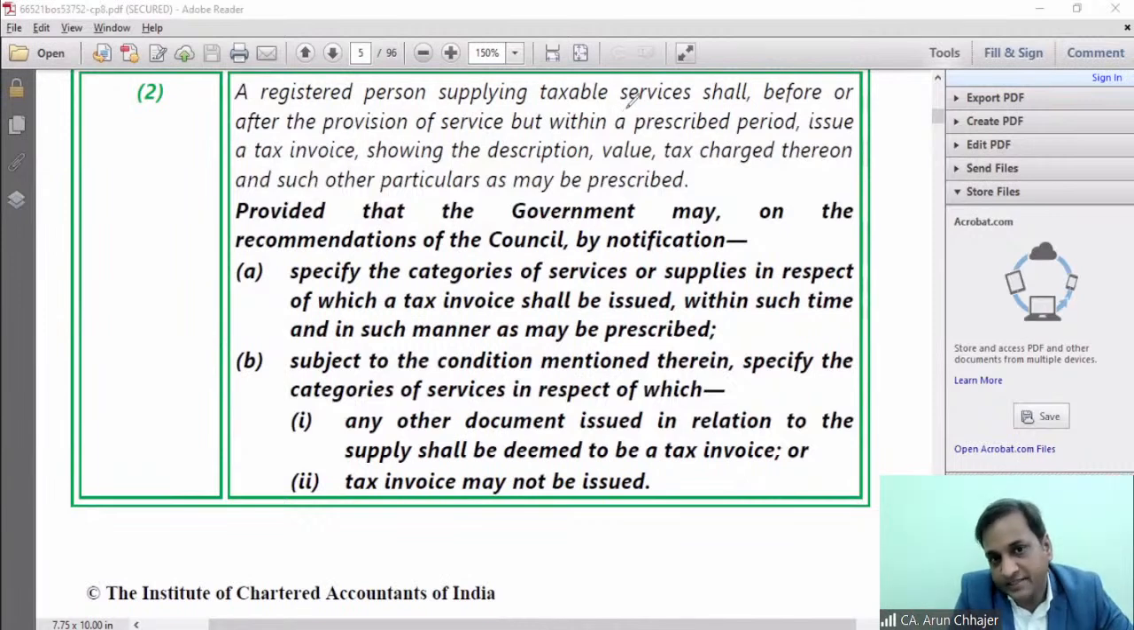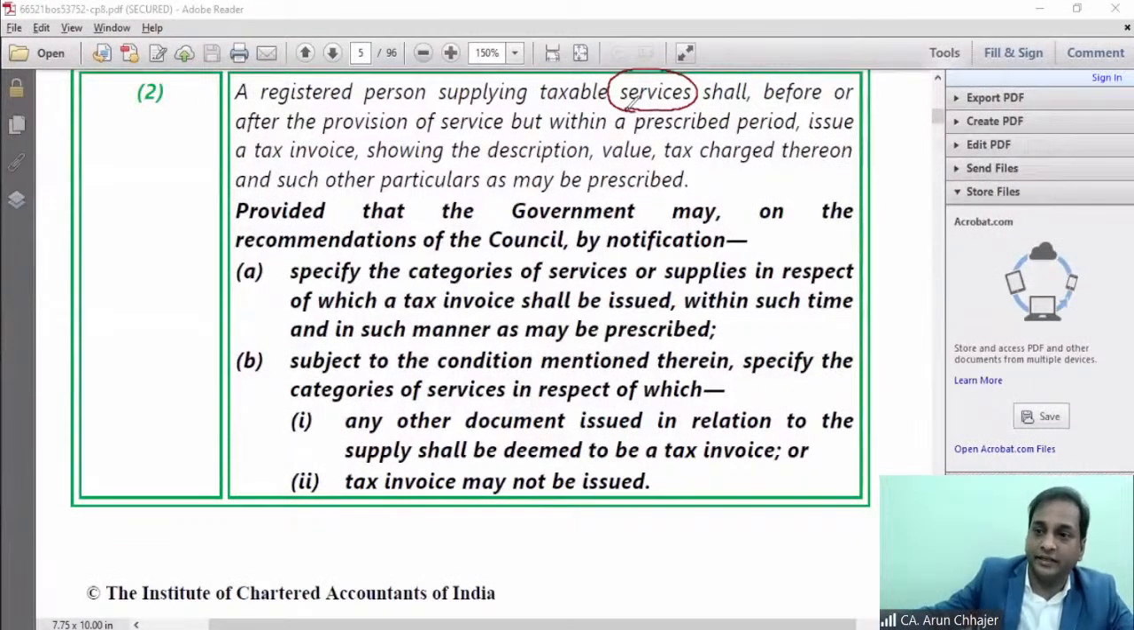A registered person supplying the taxable services. If it is fixed and does not have the feature of the movable, it is fixed to the earth, then it is immovable property. I'm not talking about that kind of example. That would not be, because if the particular item is not movable, it cannot be the goods.